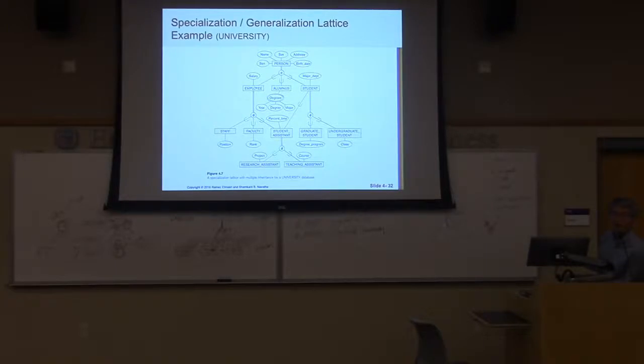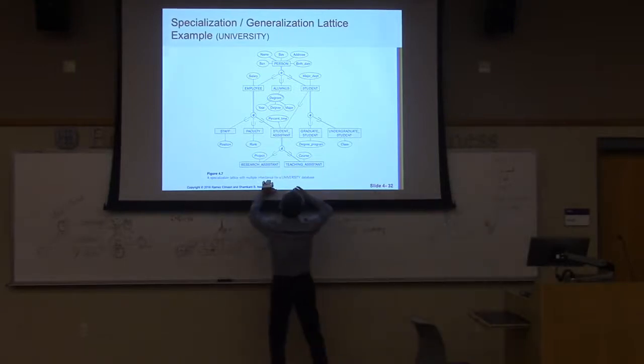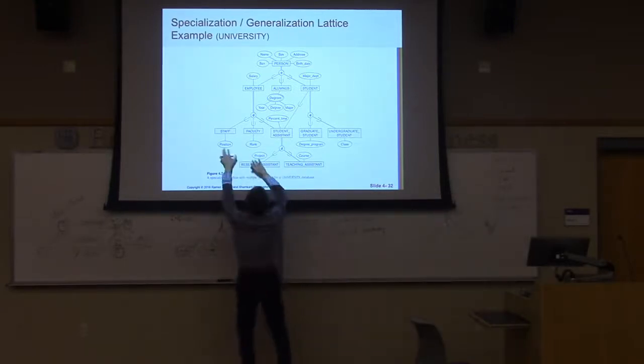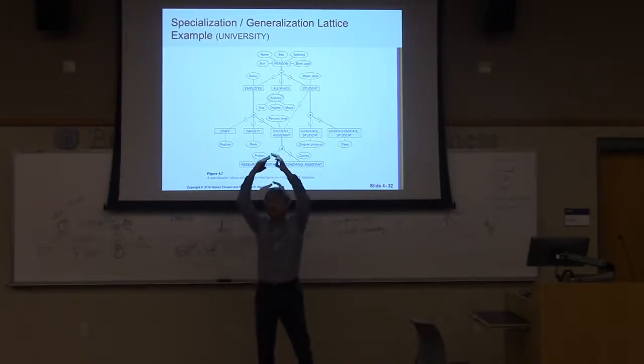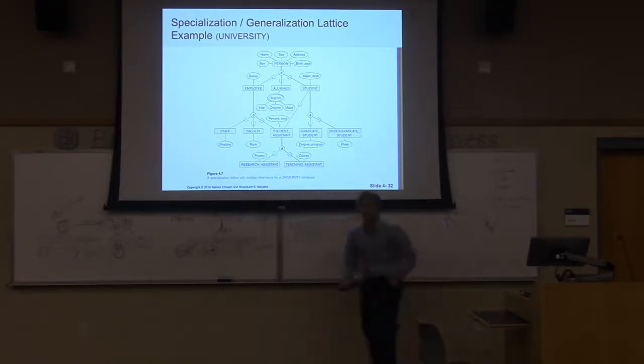Which way? Generalized or specialized? Is it bottom up or top down? Bottom. It's bottom up. So they probably received the research assistant information and teaching assistant information separately. Then eventually you realize all of them are generalized into person. So it's a generalization process.